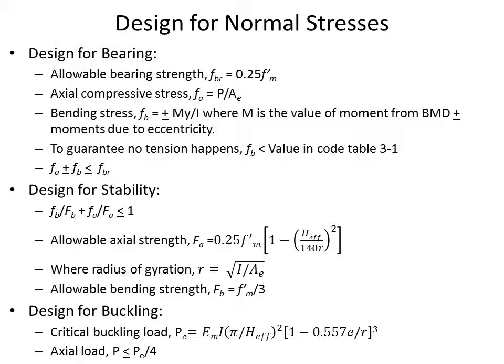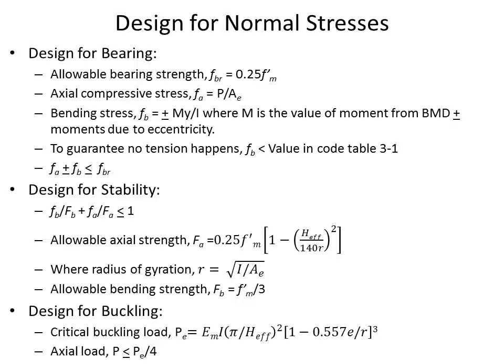For buckling, the same critical buckling load PE is equal to E times I over pi over H effective squared, multiplied by 1 minus 0.557 e over r whole cubed. However, this e, the eccentricity, is the original eccentricity due to an eccentric vertical load. So if the vertical load is concentric, even if you are having a bending moment due to a lateral load coming, this e is equal to 0, whether you are having an out of plane bending or not.